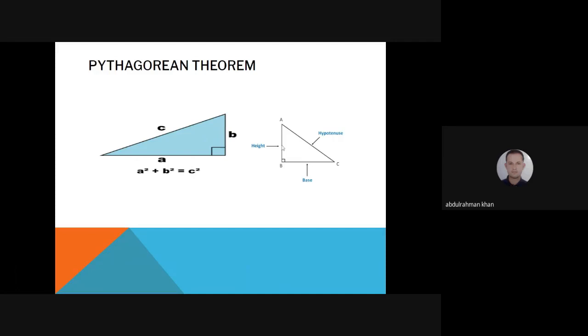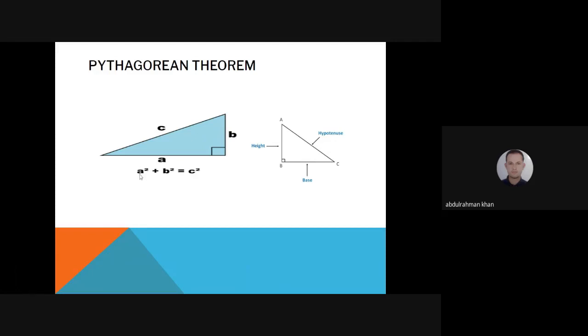Okay, now what is the Pythagorean theorem? The Pythagorean theorem says that the hypotenuse square is always equal to the sum of height square plus base square. For example, look here. Here the base is A. So we write A square plus the height square, which is B square, equals C square, which is the hypotenuse square. So by using the Pythagorean theorem, if two sides are given, we can find the third side.